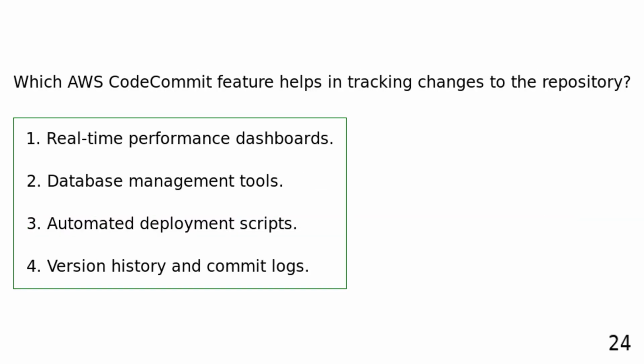Which AWS CodeCommit feature helps in tracking changes to the repository? Real-time performance dashboards. Database management tools. Automated deployment scripts. Version history and commit logs.